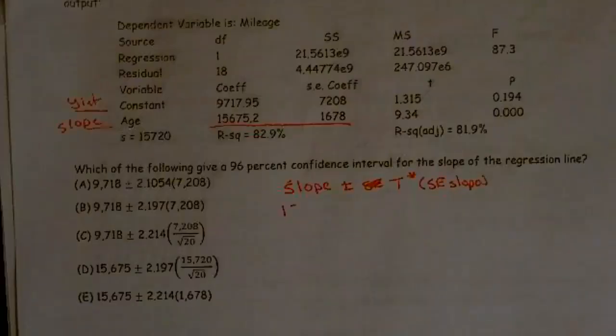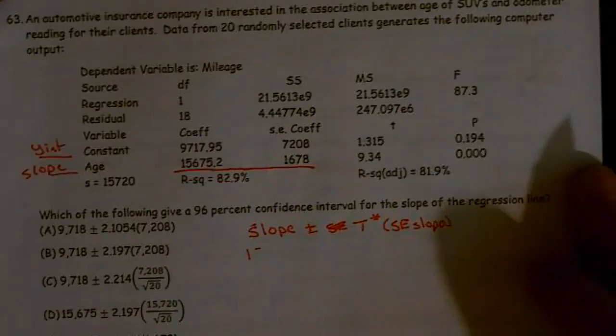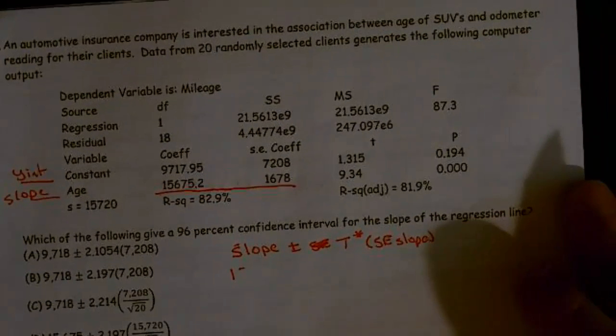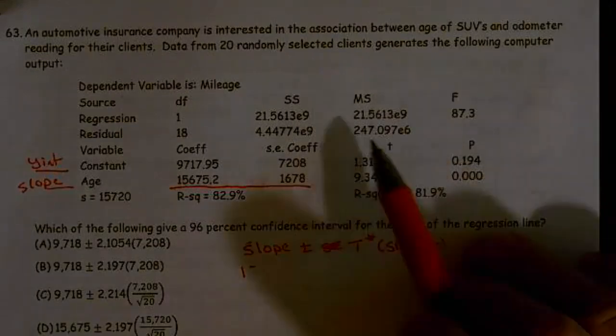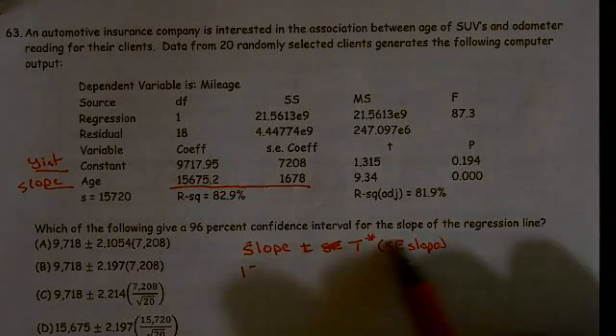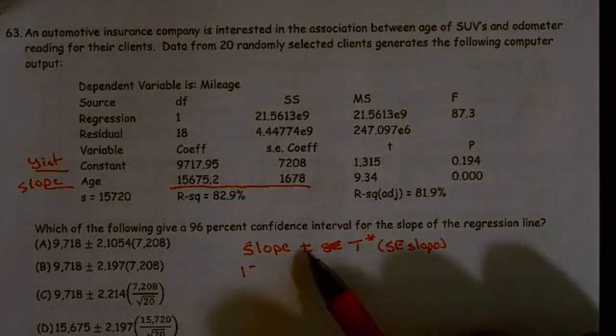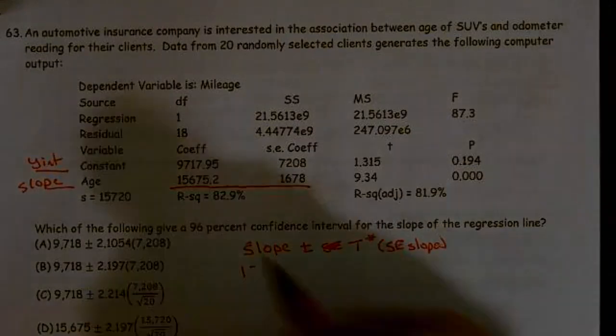All right, moving on to 63. An automotive insurance company is interested in the association between SUVs and odometer reading for their clients. Data from 20 randomly selected clients generates the following computer output. Which of the following give a 96% confidence interval for the slope of the regression line? Slope plus or minus t star times standard error of the slope.